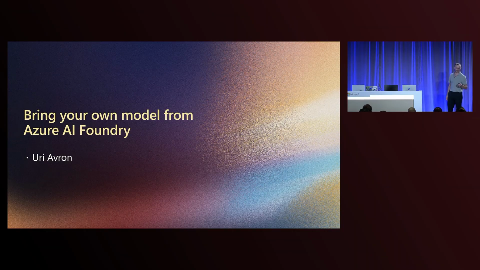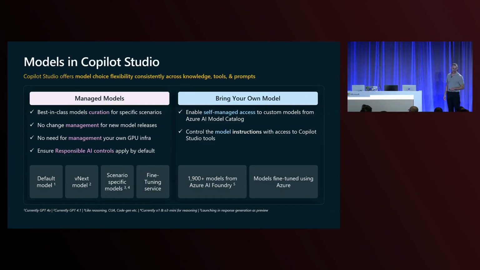OK, let's talk about bring your own model from Azure AI Foundry. So in Copilot Studio, we will offer customers flexibility to choose from two different model types. One is the managed models, and the second is bring your own model integrations. With managed models, customers can pick and choose from a best-in-class, curated set of models that Microsoft offers. They don't have to go through the hassle of change management whenever models get released. As part of the curated offering, we will take care of the GPU infrastructure on behalf of the customers. And most importantly, these models already have responsible AI filters applied.